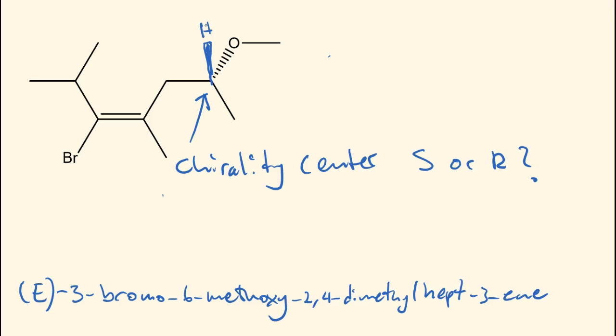So now we prioritize the groups using the Cahn-Ingold-Prelog system, and the methoxy group is first, so I'll call it A. Then this carbon over here, I will call it B. Then this one, that's C. So those groups proceed counterclockwise. Okay. Now, counterclockwise by itself isn't all the information we need. We also need to know whether the highest priority group is pointing away from us or toward us. Since it's on a wedge, it's toward us.